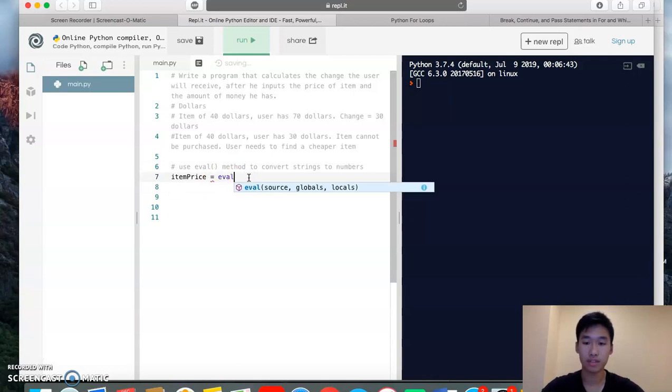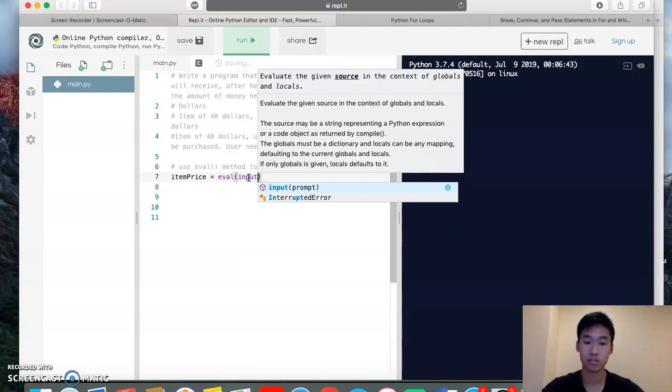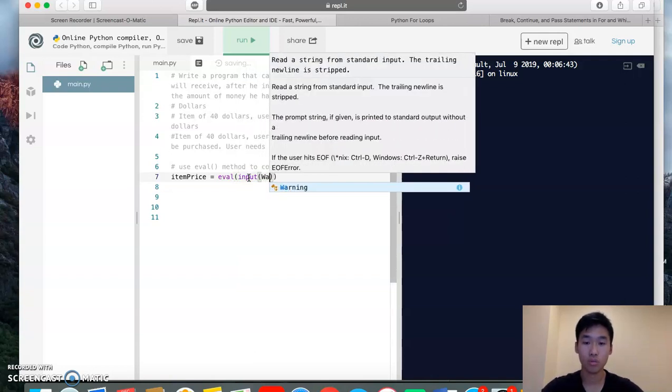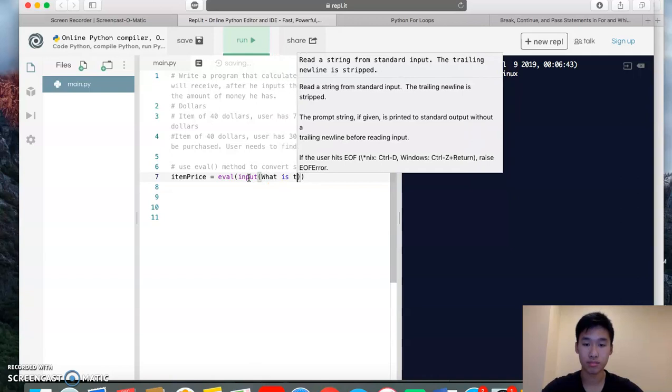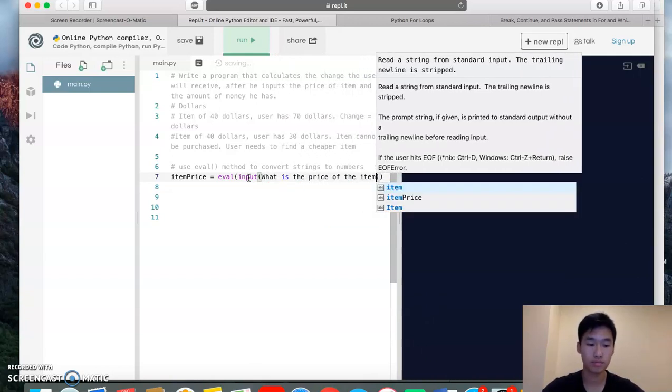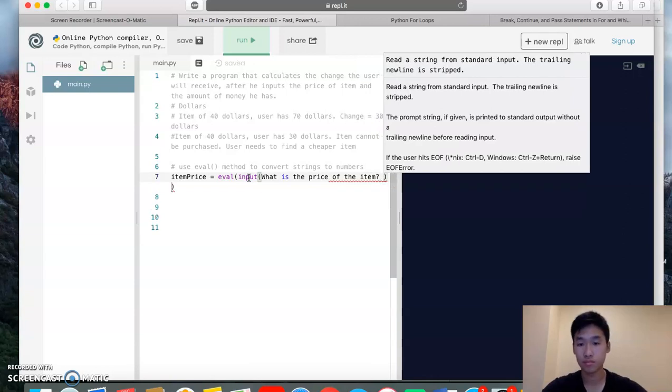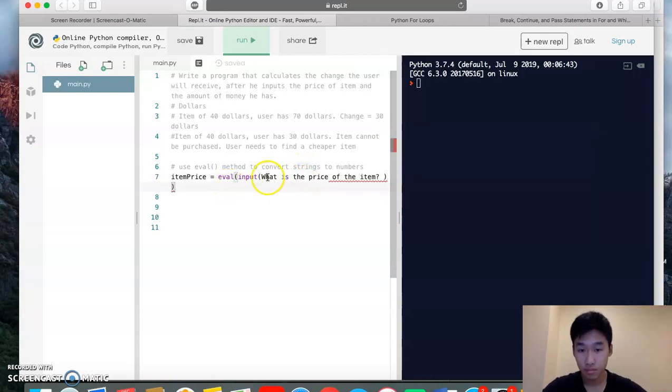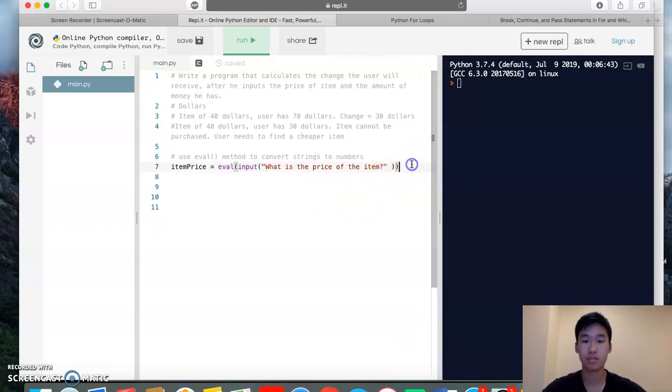We talked about this in our previous lesson. So eval, and then we tell the user to input what is the price of the item. Don't forget to put quotation marks. So here, after seeing this, the user will input the price of the item. Okay.